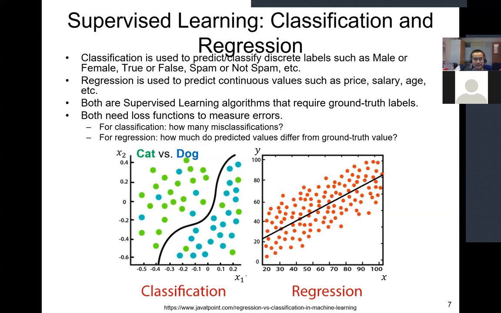So for this example, you have two attributes, x1, x2, and you have a bunch of data points. You're trying to classify, say, a cat versus dog. The green dots are cat pictures. Blue dots are dog pictures. These are ground truths. You're trying to make a classifier to distinguish between cat and dog.